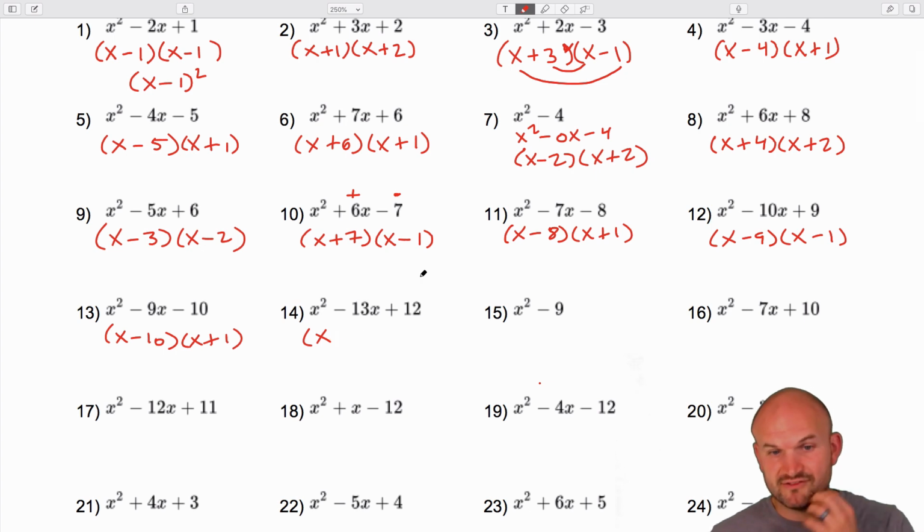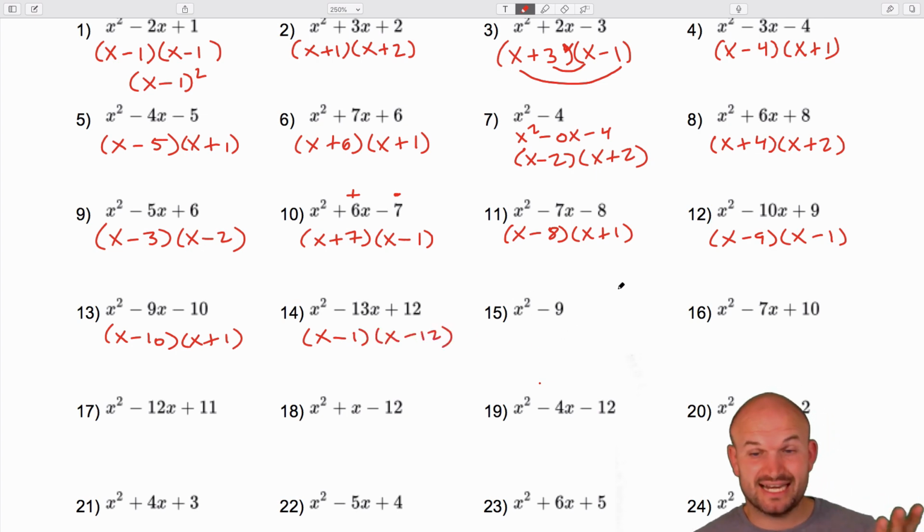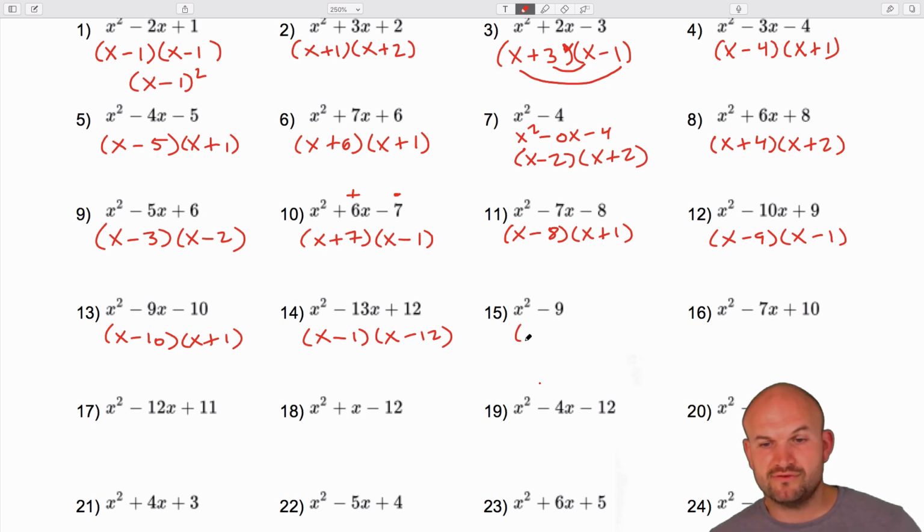If the middle term's negative, that means both factors are negative if the last term's positive. So it's x minus 1 times x minus 12. Here, x squared minus 9. 9 is a square number, so I'm going to use the difference of two squares. And again, guys, if you were to multiply this out, you would notice that the middle terms add to 0.